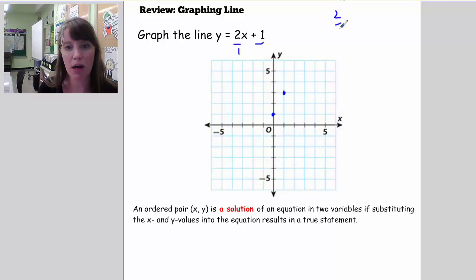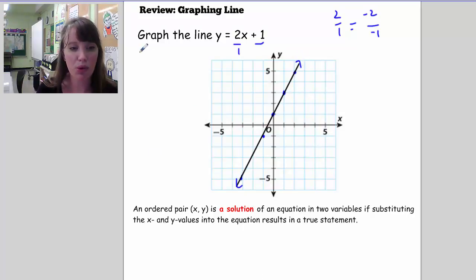Remember that 2 over 1 is the same thing as negative 2 over negative 1. So I can also drop down 1, 2, and left 1. I can also go down 1, 2, 3, 4, and over 1, 2. That's equivalent. Or let's get a couple more points here. Okay, so here I've plotted the line, and I always draw the line as long as I am able to, given the constraints of the graph here, and I always put arrowheads on it.